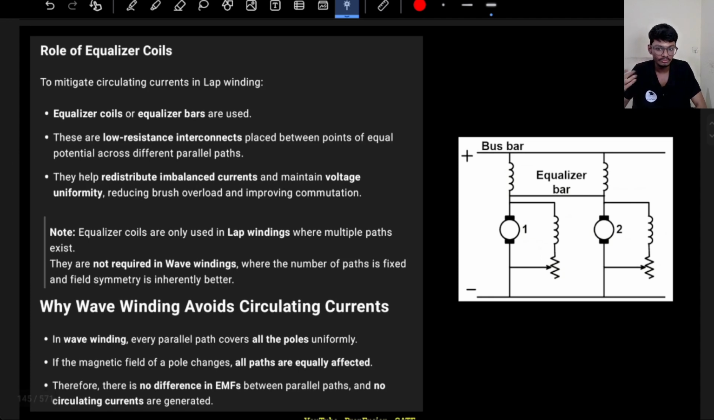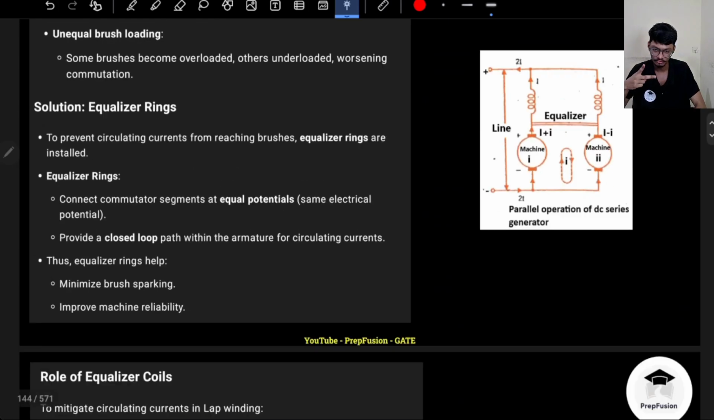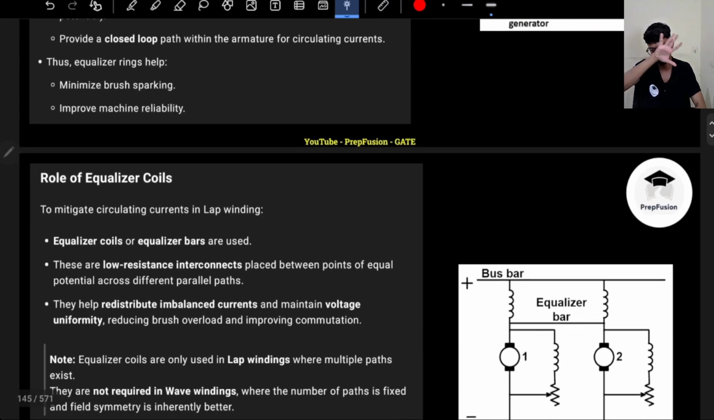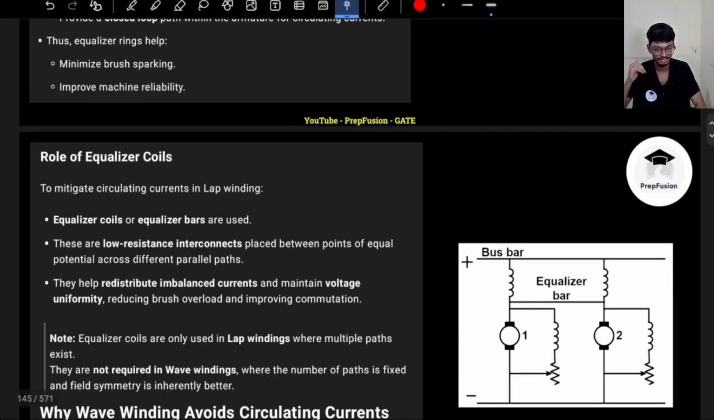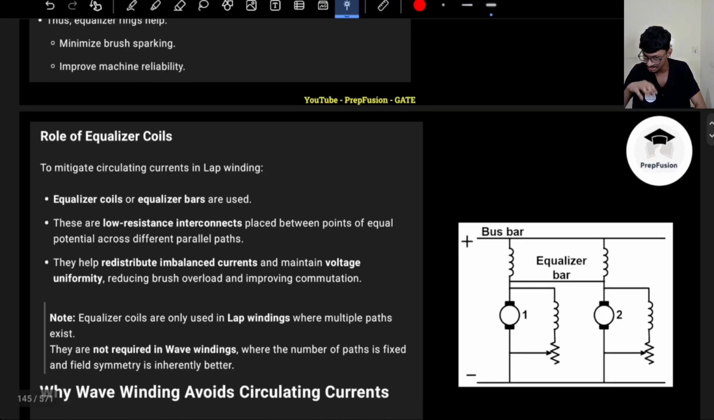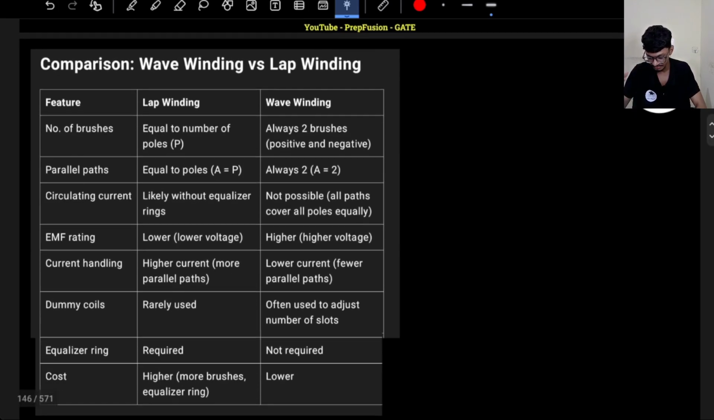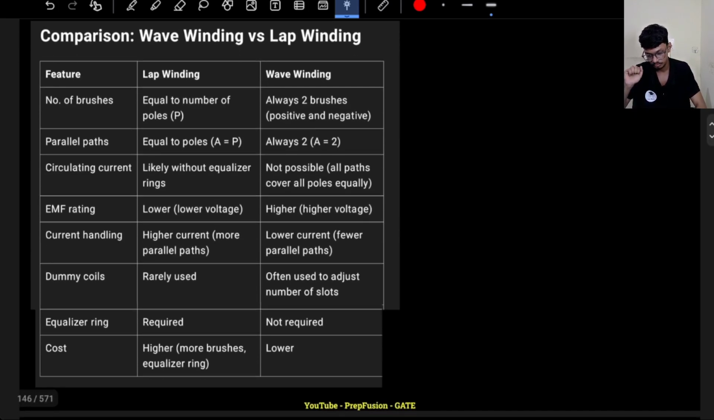And now wave winding. Why does wave winding not have circulating current? In wave winding, every parallel path covers all poles almost uniformly, because I have only 2 parallel paths. So there is very little possibility of circulating currents, because the number of parallel paths is already low, it is only 2. So these are basically the differences between the lap winding and the wave winding.